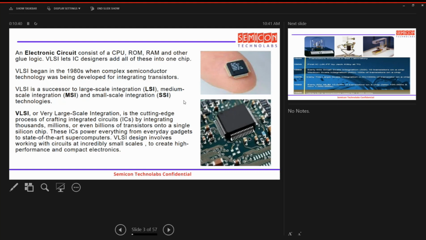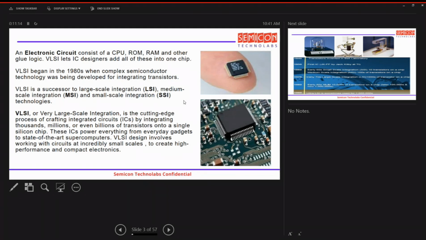Let's define what VLSI is. VLSI, very large scale integration, is the cutting-edge process of crafting integrated circuits by integrating thousands, millions, or even billions of transistors onto a single silicon chip. These ICs power everything from everyday gadgets to state-of-the-art supercomputers. VLSI design involves working with circuits at incredibly small scales to create high performance and compact electronics.